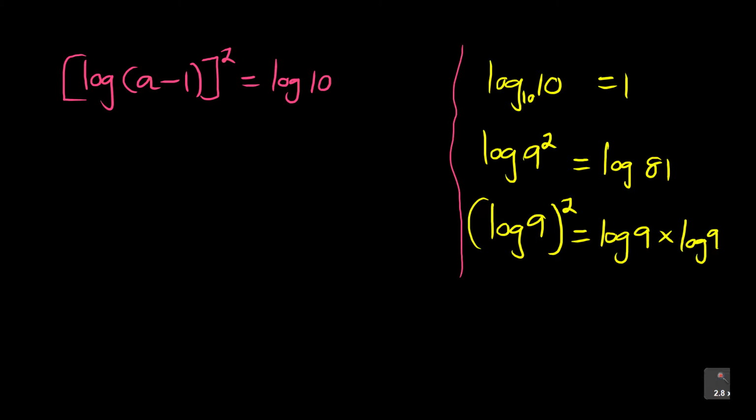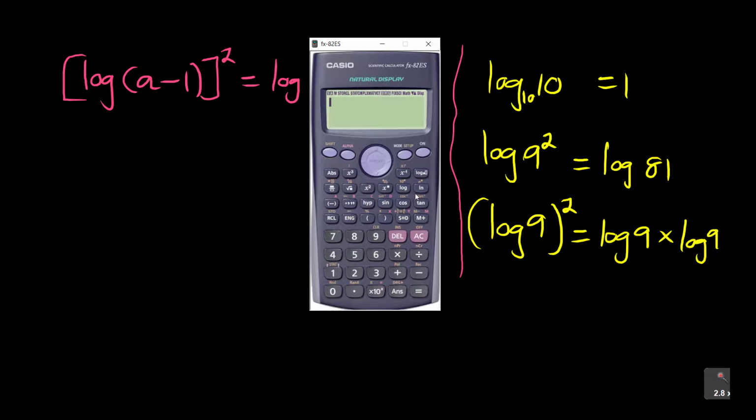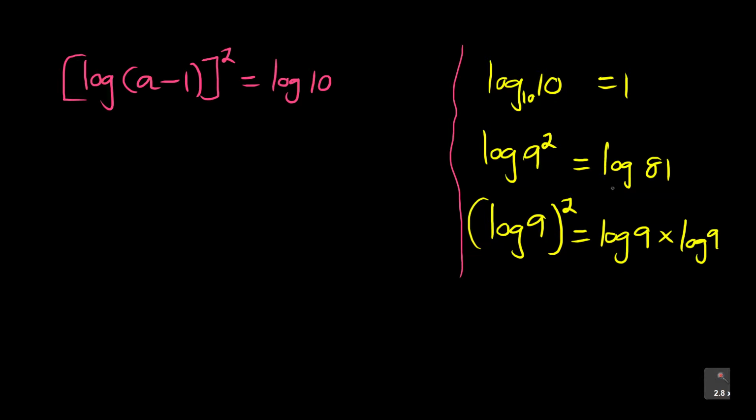Even the calculator will give us different answers. If I say log 81, which is 9 squared, I get 1.908. But if I do log 9, close the bracket, and then square it, I get 0.9105. It's different, you see. So be careful of that, because it's totally different.